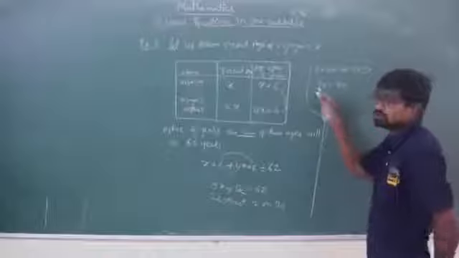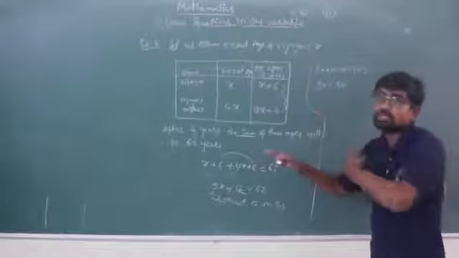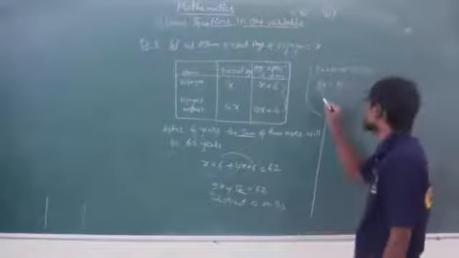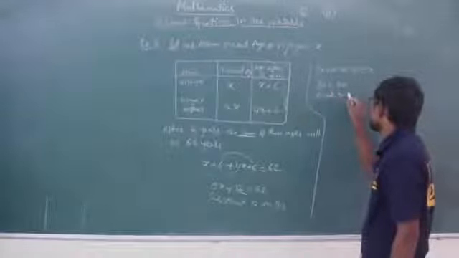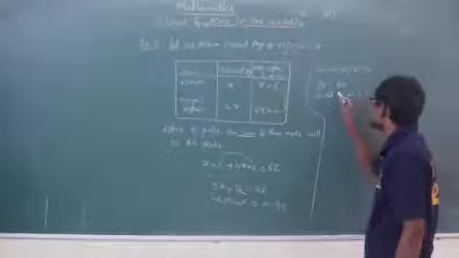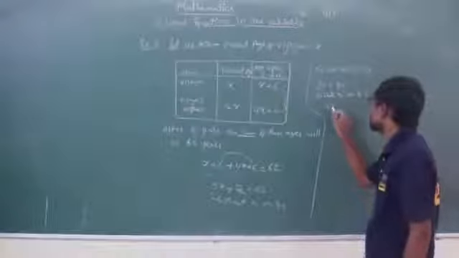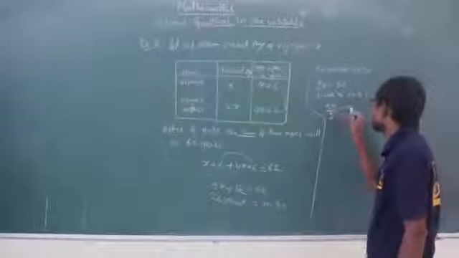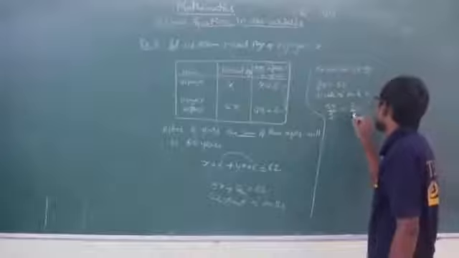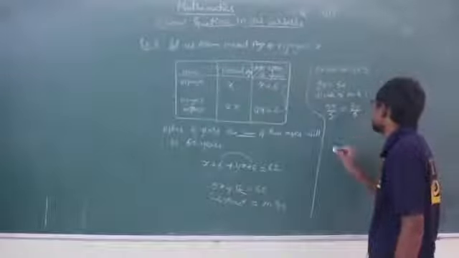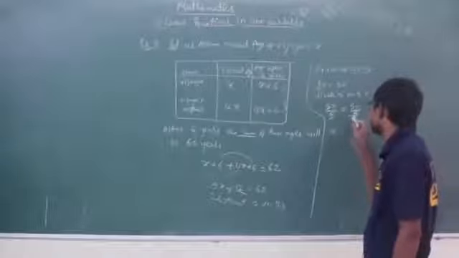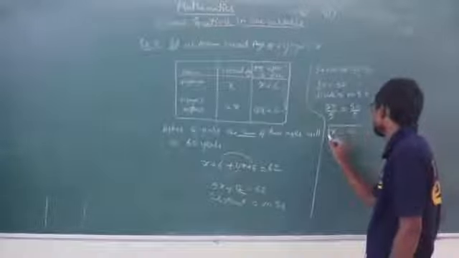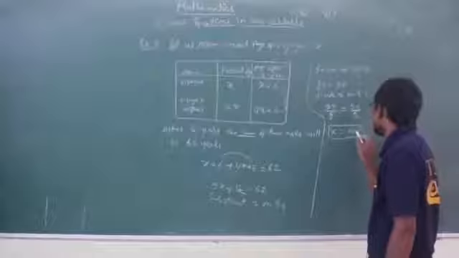So 5 is multiplying. So what do we have to do? You have to use multiplicative inverse. We have to divide it by 5. So divide by 5 on both sides, isn't it? So 5x by 5 is equal to 50 divided by 5, isn't it? Now 5 by 5 will become 1. So x is equal to 50 divided by 5. I will be getting 10, isn't it?